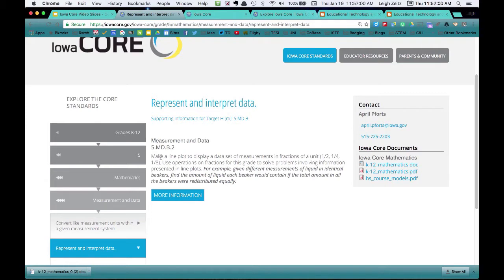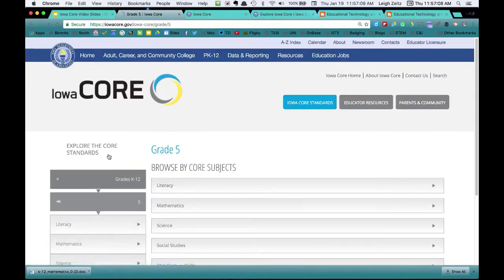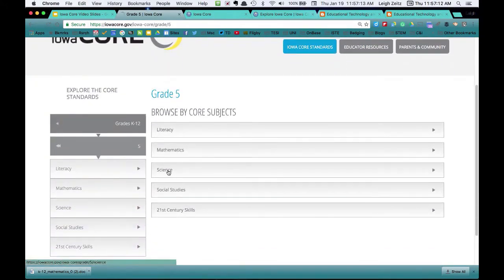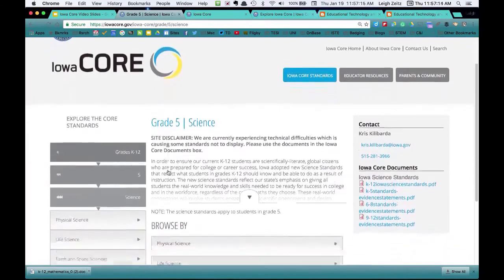So here's one thing that we're going to take a look at. In other words, the students that we're going to be working with are going to be doing this and proving they can do this in mathematics. We'll go back to 5th grade. Now what we'll do is we will select science. And let's go into science.